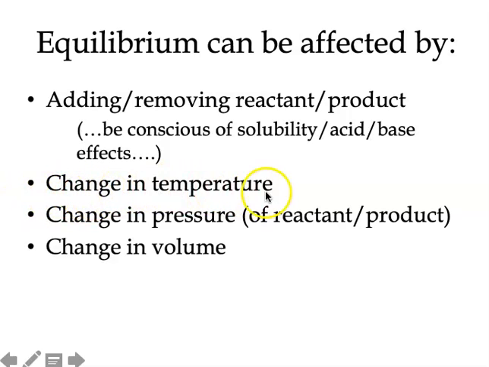We're also going to concentrate on affecting equilibrium by changing temperature. These two we're not going to talk about too much because these mostly have to do with gases. There may be a couple of questions on your homework, but certainly not on celebrations of knowledge for me.